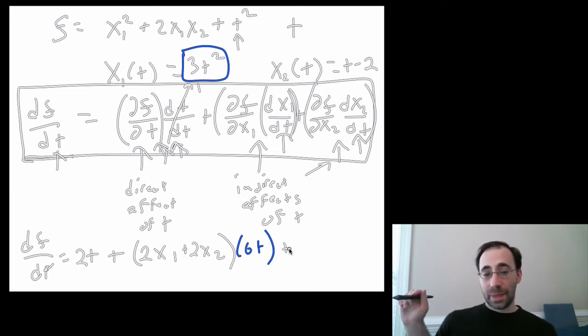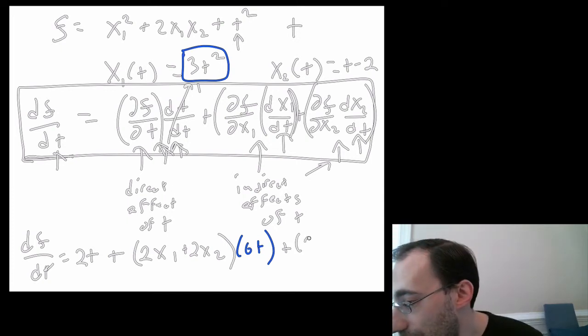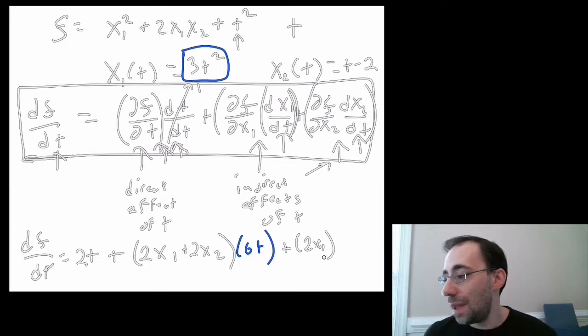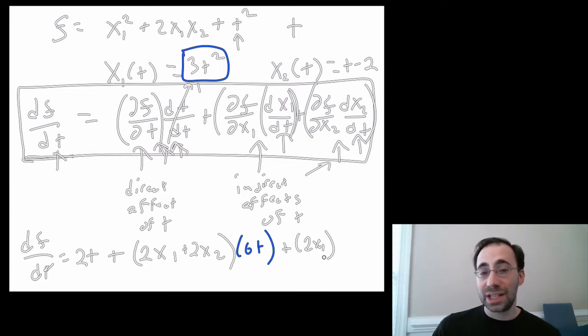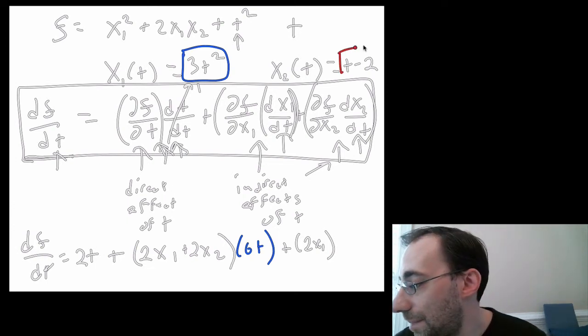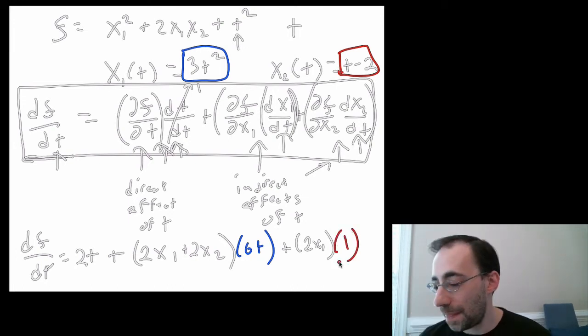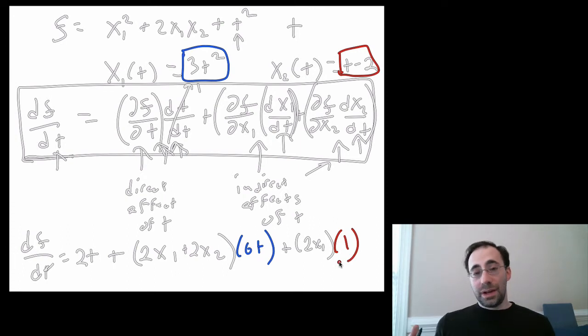What's the partial f partial x2? Well, here x2 appears only one place. You treat x1 as a constant, so this is just 2x1. And then what's dx2 dt? Well, over here, in red, yep, you get t minus 2. The derivative of t minus 2 is just 1, so this would just be 1. And that's it.